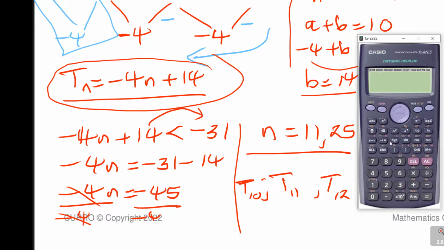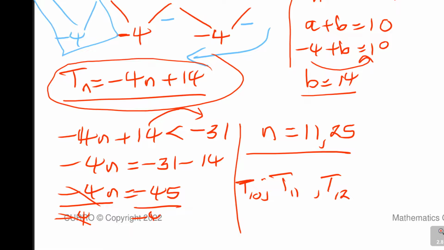Let's start with T10. So it will be minus 4 times 10, right, plus 14. That gives minus 26, that's not it. It must be less than negative 31. Try 11, that gives minus 30, still not. So let's try 12. There it is, now it's minus 34.